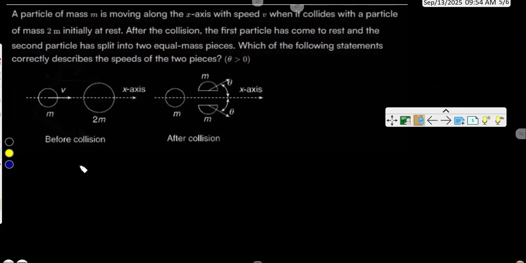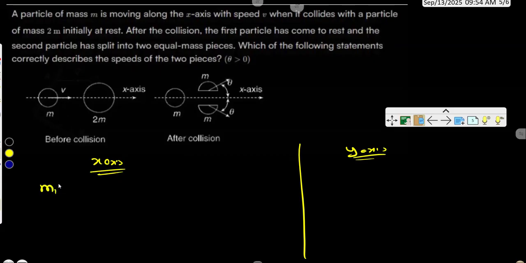Let us first consider this system. There is no external force on it. When there is no external force, we can apply conservation of linear momentum. So we put conservation of linear momentum in the x-axis, and conservation of linear momentum in the y-axis. We have to take them separately.